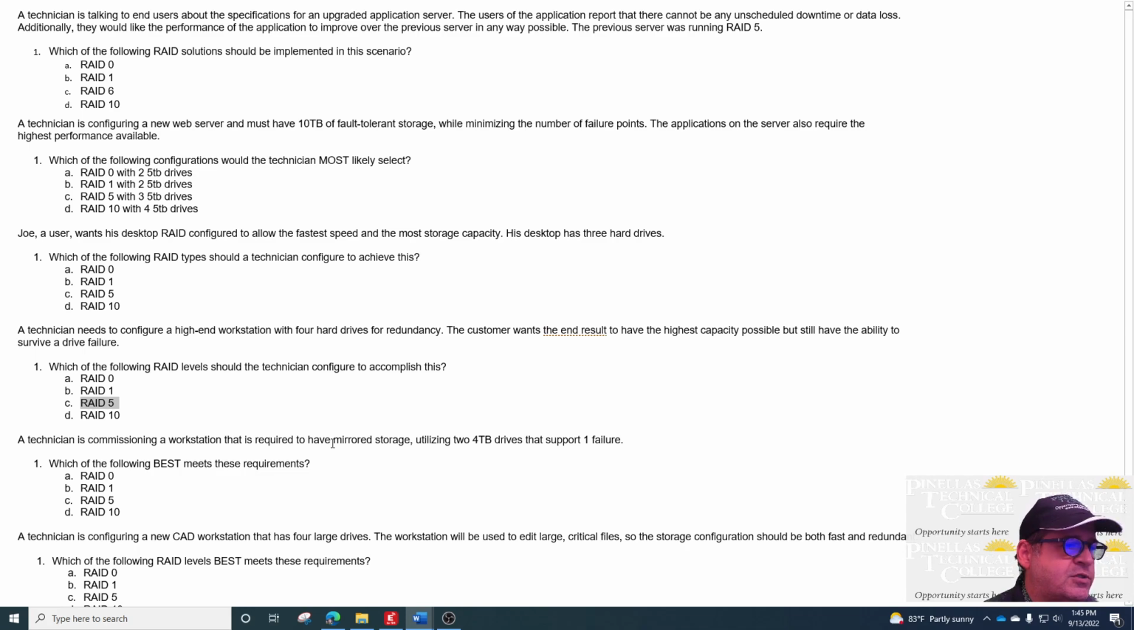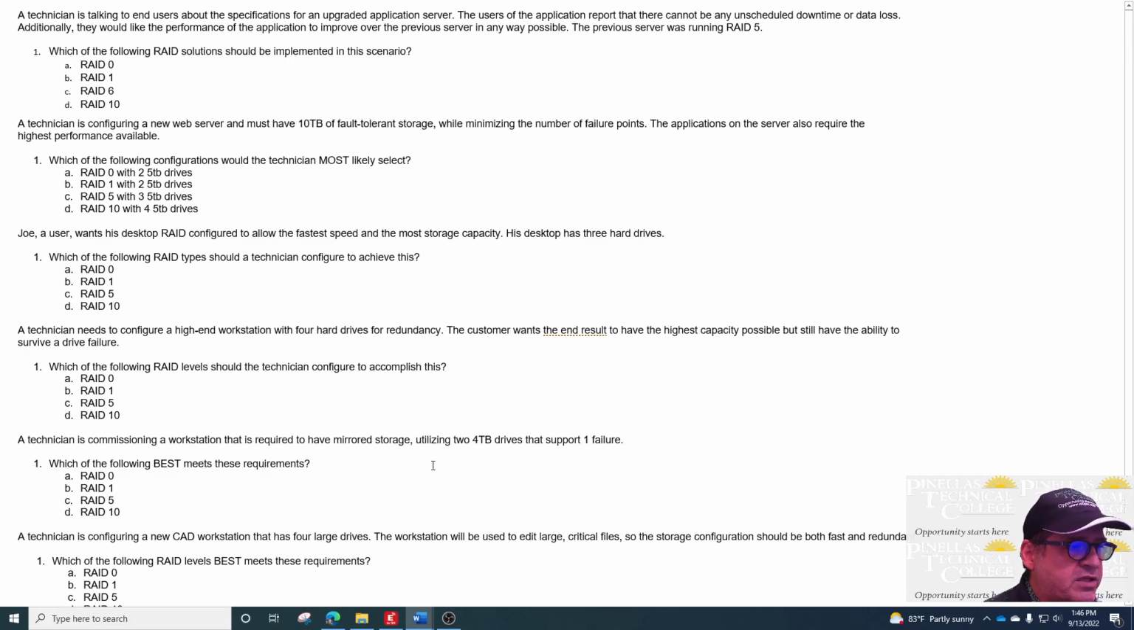All right, so one of the big keywords here is they want mirrored storage. That automatically cuts our answers in half. There's only 2 that give us mirrored storage. RAID 0 is striped. RAID 1 is a mirrored storage. RAID 5 is striped with parity. And RAID 1.0 is mirrored. So right away, we're only down to RAID 1 or RAID 1.0. Both are mirrored.